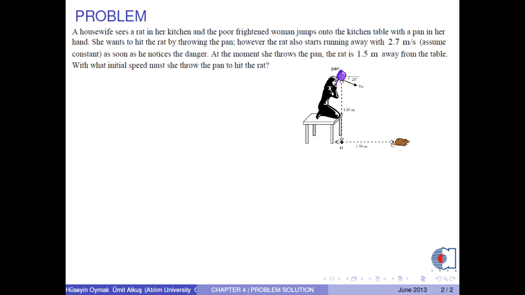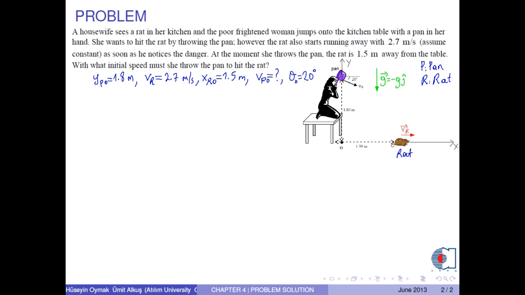A housewife sees a rat in her kitchen, and the poor frightened woman jumps onto the kitchen table with a pan in her hand. She wants to hit the rat by throwing the pan. However, the rat also starts running away with a constant speed of 2.7 meters per second as soon as he notices the danger. At the moment she throws the pan, the rat is 1.5 meters away from the table. With what initial speed must she throw the pan to hit the rat?